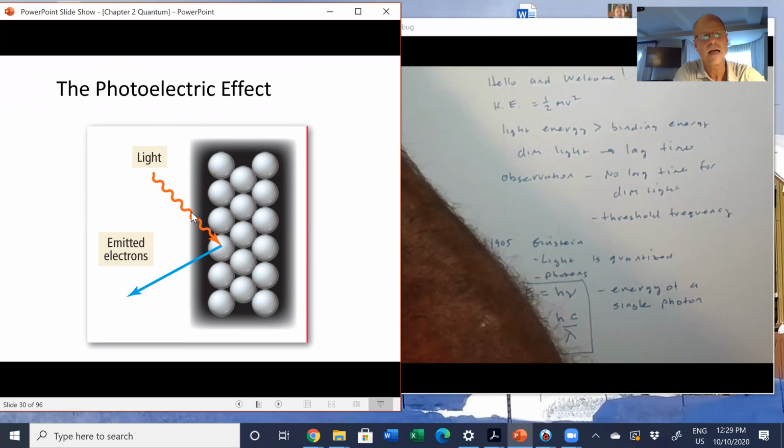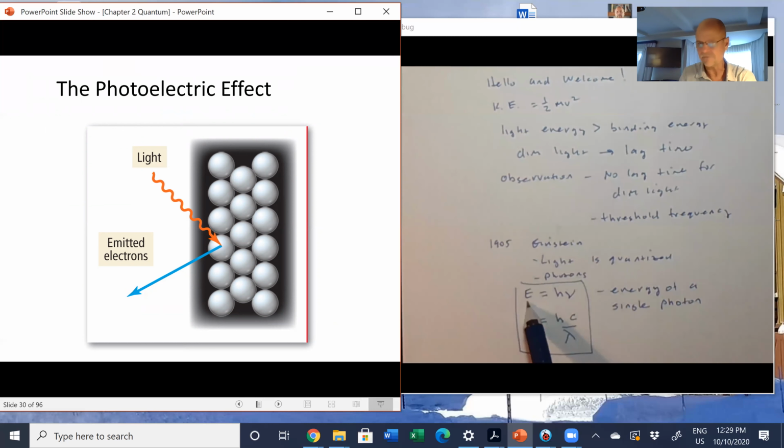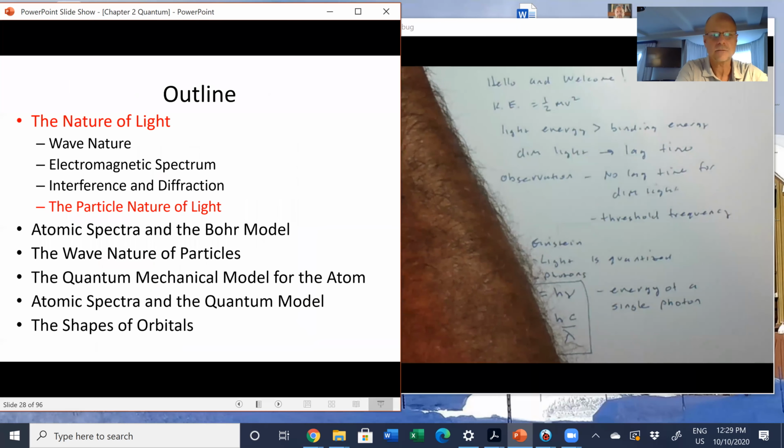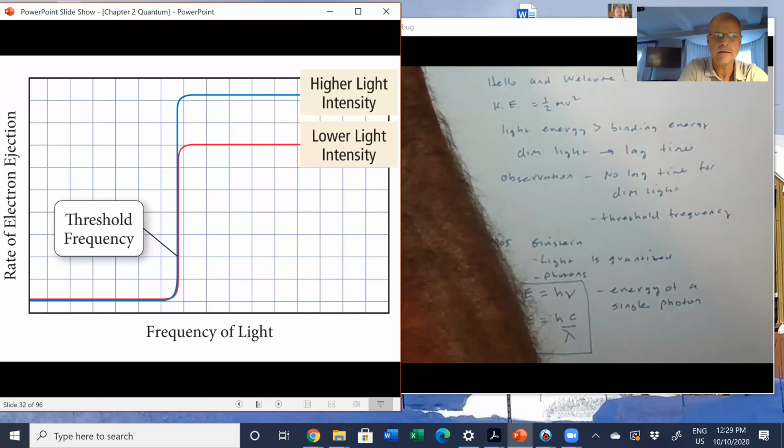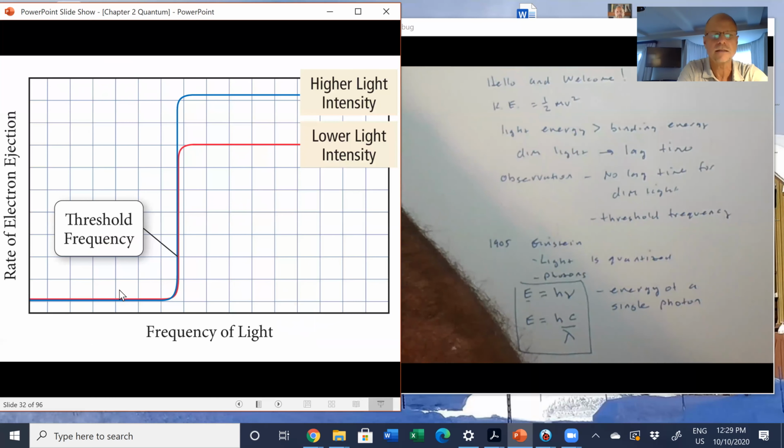So a single photon had to have enough energy. You couldn't have multiple photons coming in. It had to come from a single photon. And so you can see that the energy of a single photon is equal to h nu. So at some frequency that was too low, the photon wouldn't have enough energy to dislodge an electron. And that's what was happening in this region. A single photon didn't have enough energy to overcome the binding energy of the electron. The threshold frequency is where the photon then had enough energy to overcome the binding energy.